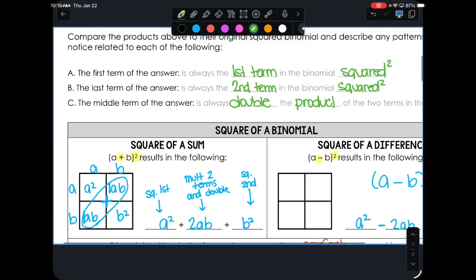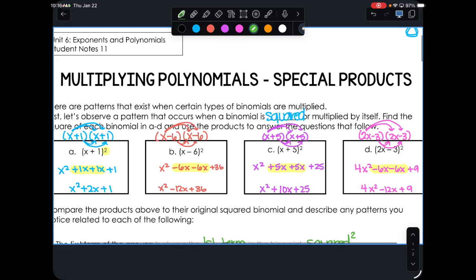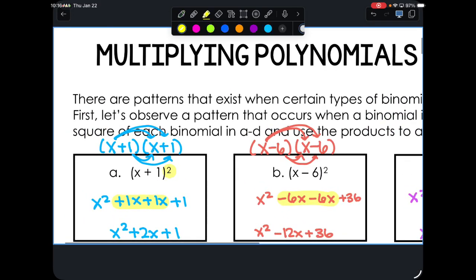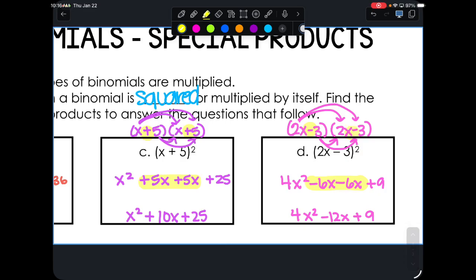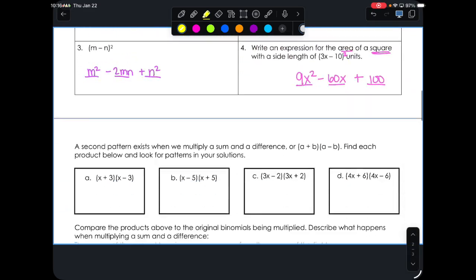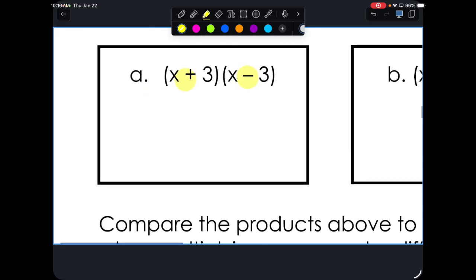Okay, so if you look at these first 4 examples that we just did, both of them would be pluses or both of them would be minus. Plus, plus, minus, minus, plus, plus, minus, minus. Everybody see that? So if you look at those back 4 examples, one's plus, one's minus, one's minus, plus, minus, plus, plus, minus. So there's a different pattern that exists when one is plus, one is minus. So here we go. Let's see if you can catch it.